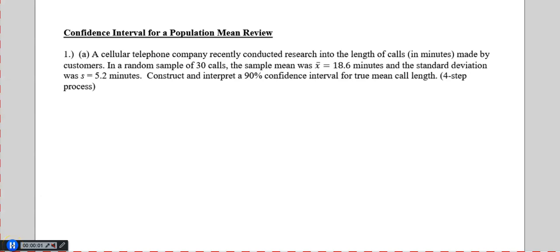All right, so we have a confidence interval for population mean. That's what we've been doing this chapter, section, whatever you want to call it. So number one, we have a cellular telephone company that recently conducted research into length of calls made by customers. So this is going to be important for identifying what we're doing. In a random sample, random is always important. It's always good to know.